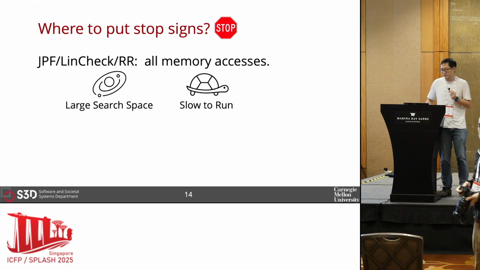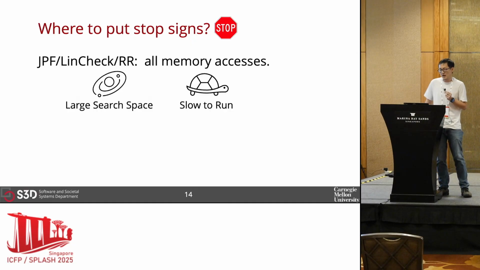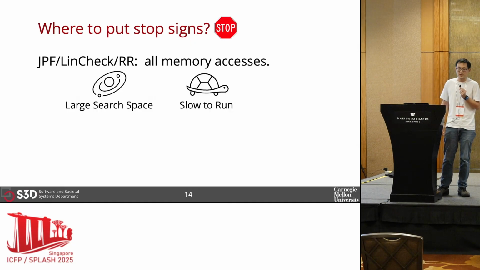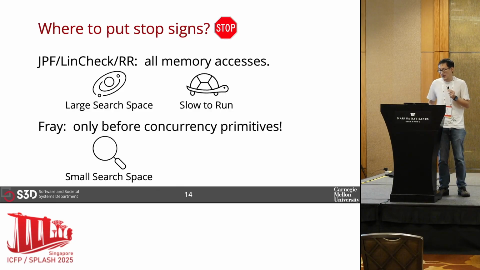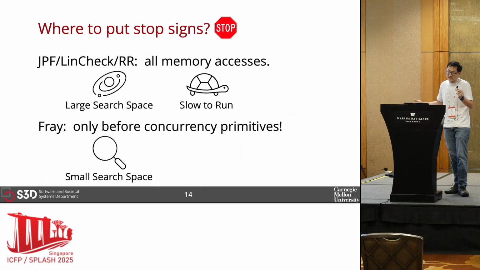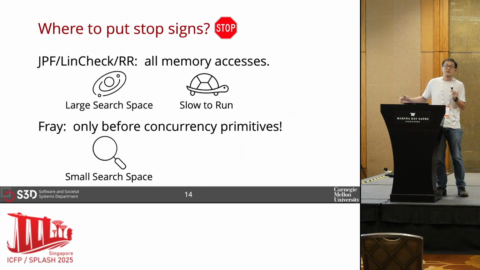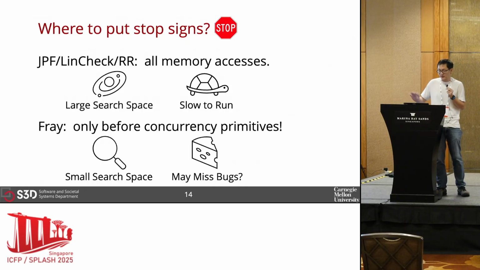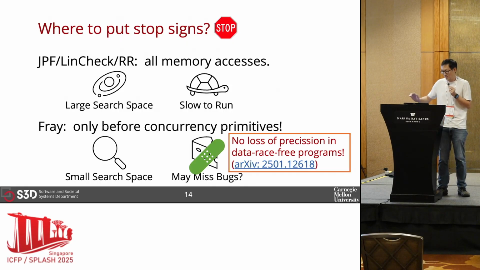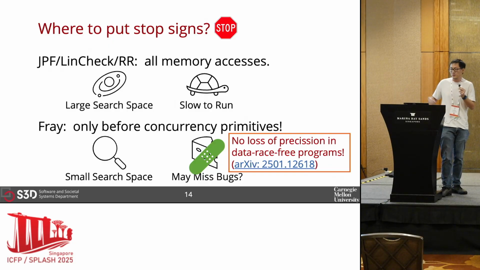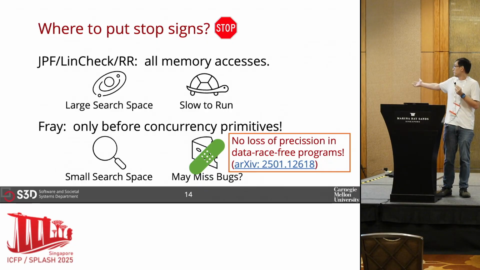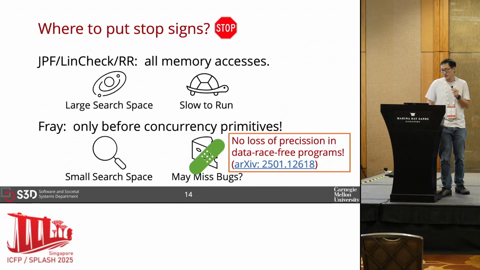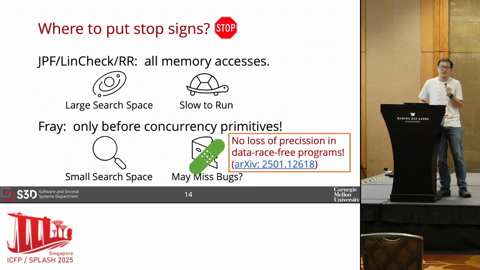Prior work tries to put stop signs at all memory accesses, which led to a really large search space and was also very slow to run. Our observation is that you only need to put stop signs before concurrency primitives. And of course, it gives us a very small search space, but the question is, am I going to miss bugs? Well, in fact, it won't, because if your program is data race free, we provide a proof in our extended version of the paper. And if you combine Fray with any mature data race detectors, then you will not miss any bugs.